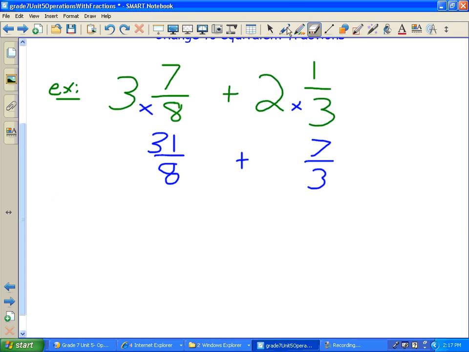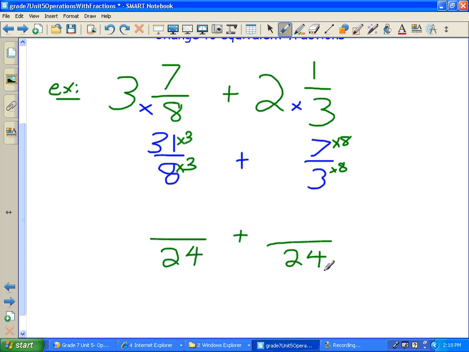So let's take that one and do it. I want to times this by something to get 24, and that'll be 3. So I better do the same with the top. Now I want to times this by something to get 24. So I'd better times it by 8, and in this case it's just multiplying the bottoms together. And I better multiply this by 8. So I've just changed both bottoms into the same denominator out of 24.